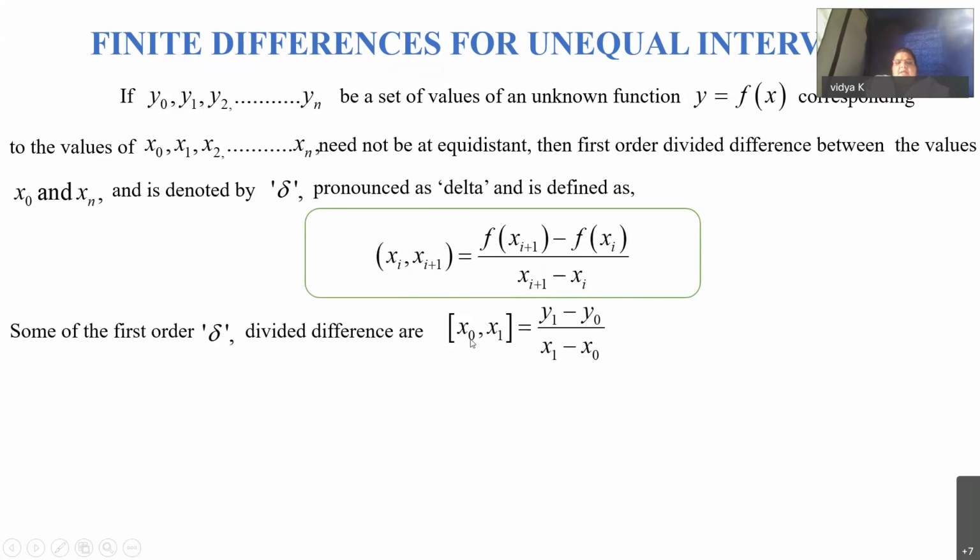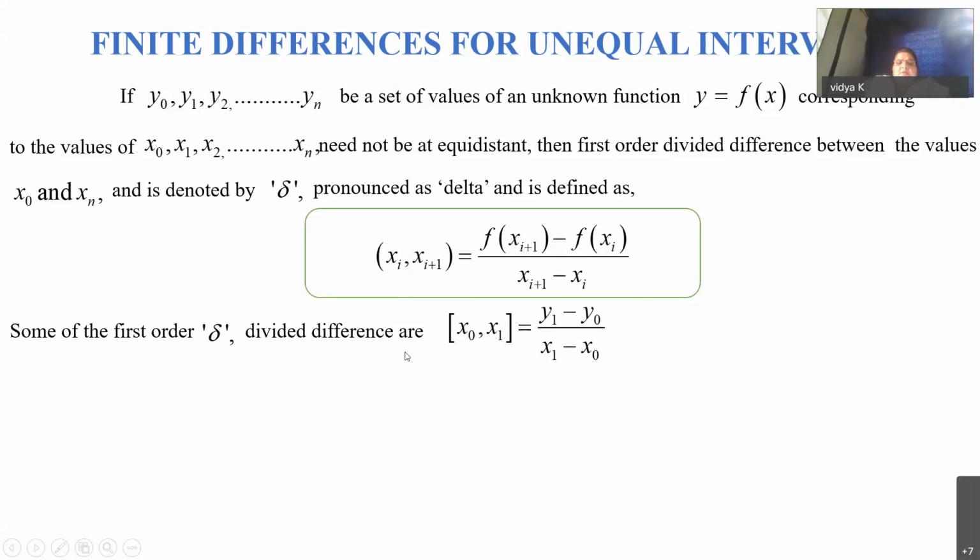So the first order divided difference: first I take the pairing x0 and x1. Functional value of xi plus 1, that is f of x1, which is y1, minus f of x0, which is y0, divided by x1 minus x0. This is how we define the first order divided difference. It is a bit more difficult than the previous one. So this is the notation. Inside the square brackets, we mention the arguments. Arguments are nothing but values of x.